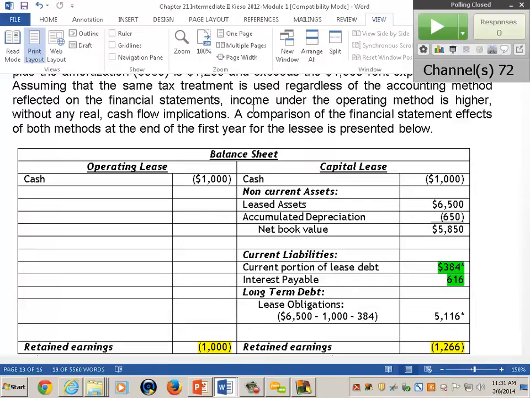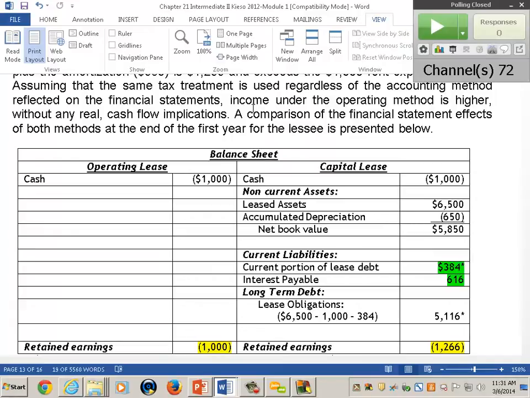How about you take the current portion of this debt out of the long-term debt, and you subtract 300? Yes, right, because the lease debt itself is going to be higher if I don't take this out. And I have to separate out the current from the long-term portion.